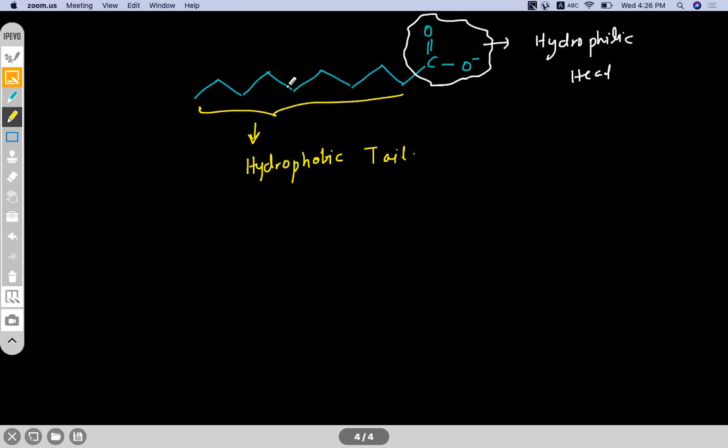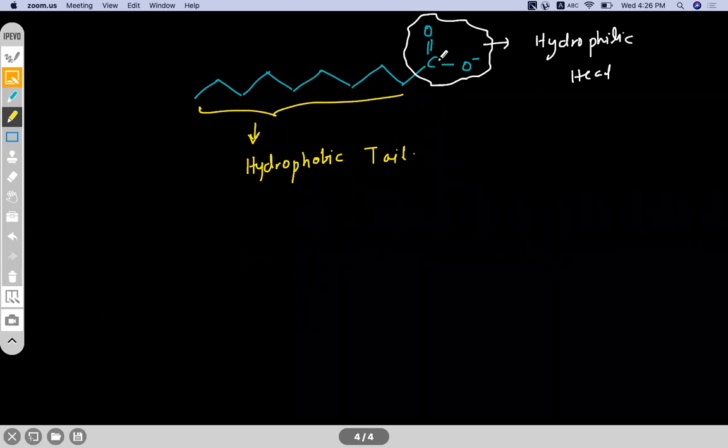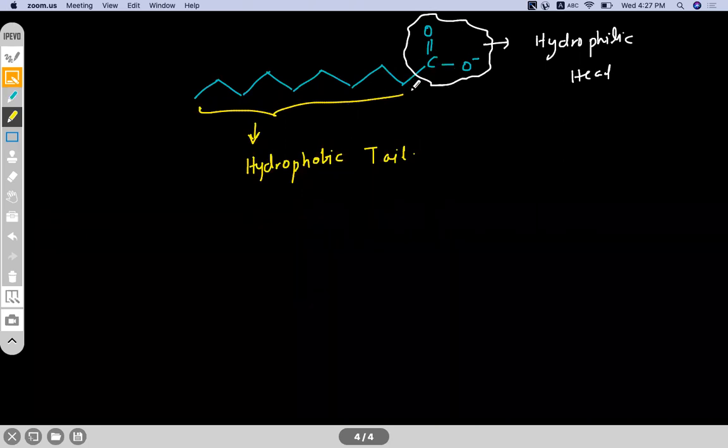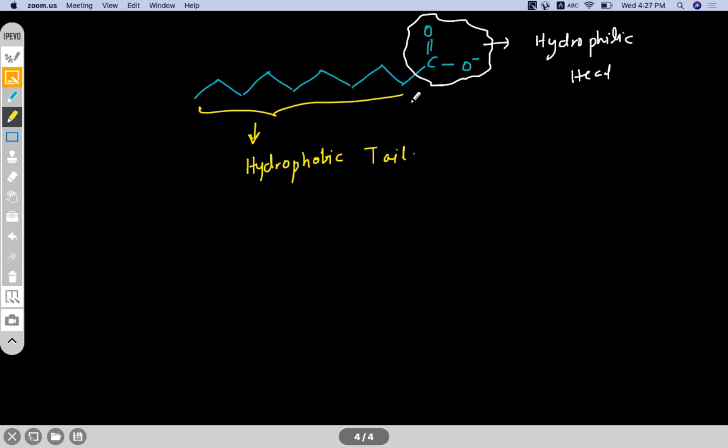So what happens if you keep on adding the soap or detergent into water? You will reach the critical micelle concentration, CMC, and at that particular concentration, it behaves as a colloidal solution. The hydrophilic head is obviously towards the water, and the tail is away from water. So the hydrophobic tail drags into the bulk of the liquid.